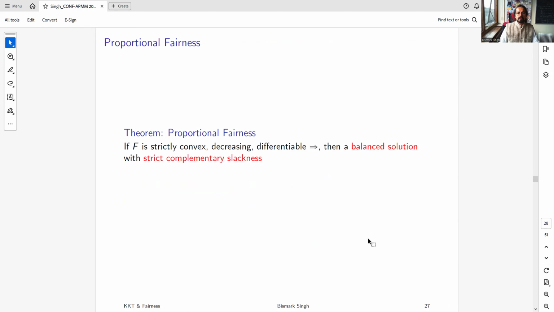And once again, we could prove this, that if f has the same mild assumptions, then you have a balanced solution. But if this satisfies strict complementary slackness, then the notion of proportional fairness holds again, and once again the proof is from the KKT conditions of this optimization model.